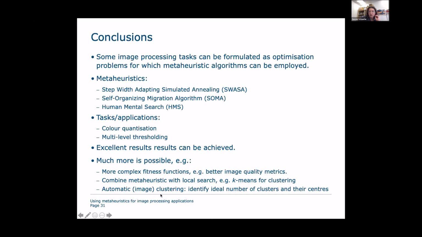And we can also do things like automatic image clustering. So something where we're interested in identifying not just the configuration of the cluster centers, but also the number of clusters. Because for a typical image, we don't know how many objects there are in the image. So we don't know how many clusters we need to derive. And again, fairly recently, we've done some work and published some work in that area.